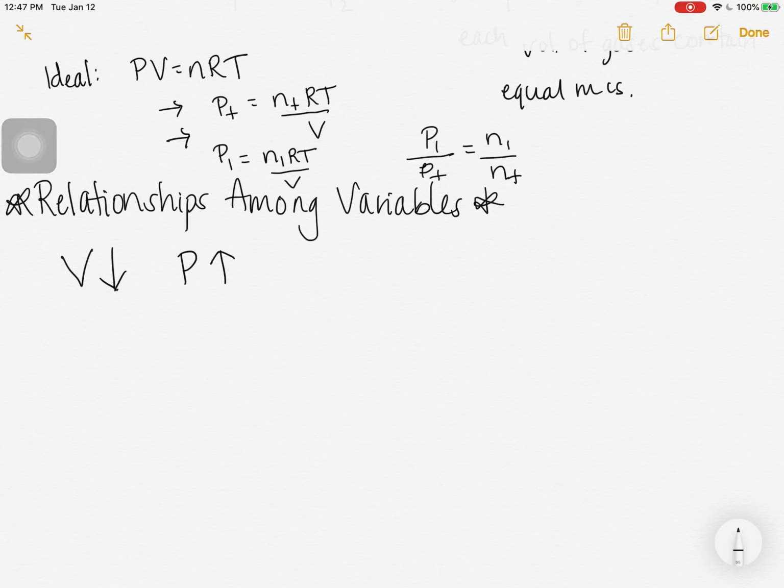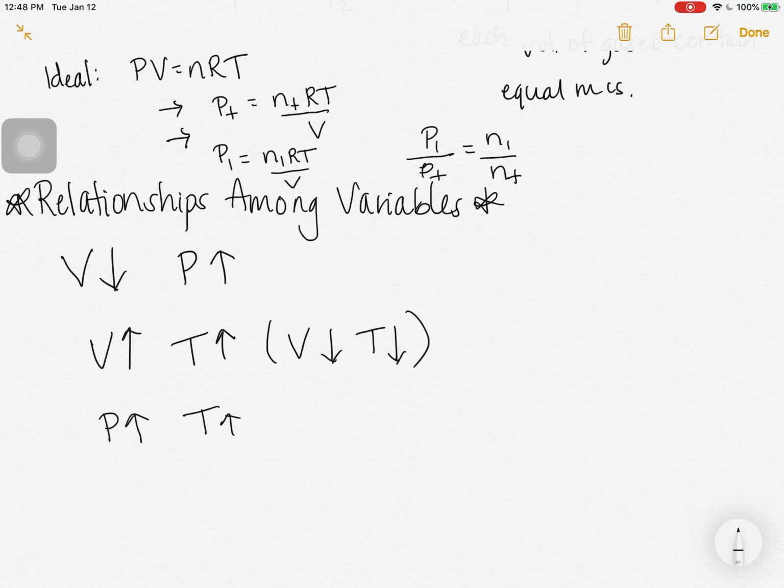relationships. Volume and temperature are direct, so volume increases, so does T, right? Or we could say volume decreases, temperature decreases. And P and T are the same way. So pressure increases, temperature increases, or a decrease and a decrease.